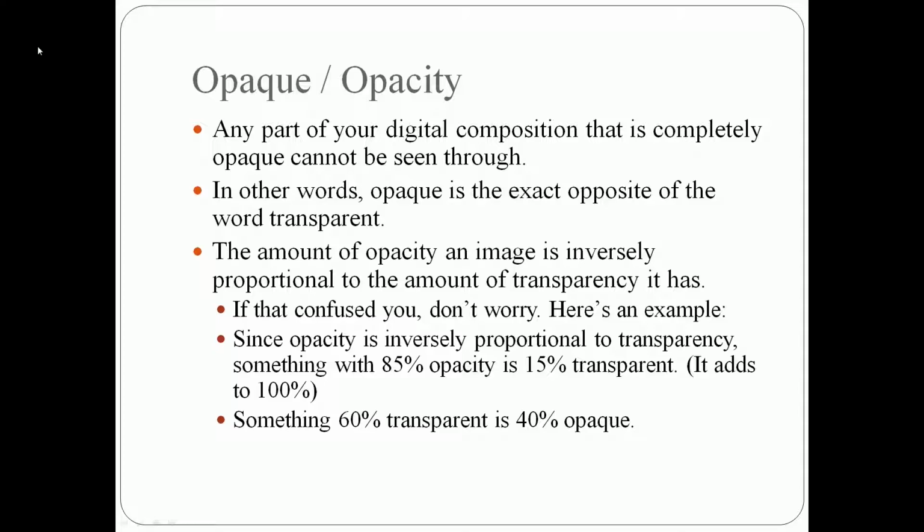So if that confused you, don't worry. Since opacity is inversely proportional to transparency, something with 85% opacity is 15% transparent, because it adds to 100%. Something 60% transparent is 40% opaque. So whenever you take from one, you add to another. So removing opacity adds to transparency. So if you want something to be exactly half visible, then it's going to be 50% transparency or 50% opacity, depending on if you're a pessimist or an optimist.